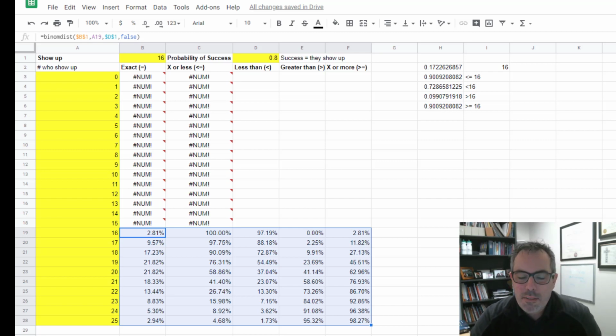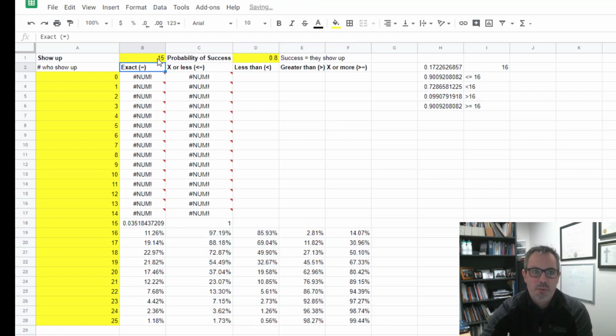But this is the advantage of using something like Excel, is I can see all of those probabilities and say, if I sell 19 tickets, there's a 21% chance that 16 people exactly show up. There's a 76% chance that's 16 or less. There's also the chance of not having a seat, and I could change this to say, let's just look at it with 15 exactly. Like, I have 15 seats.